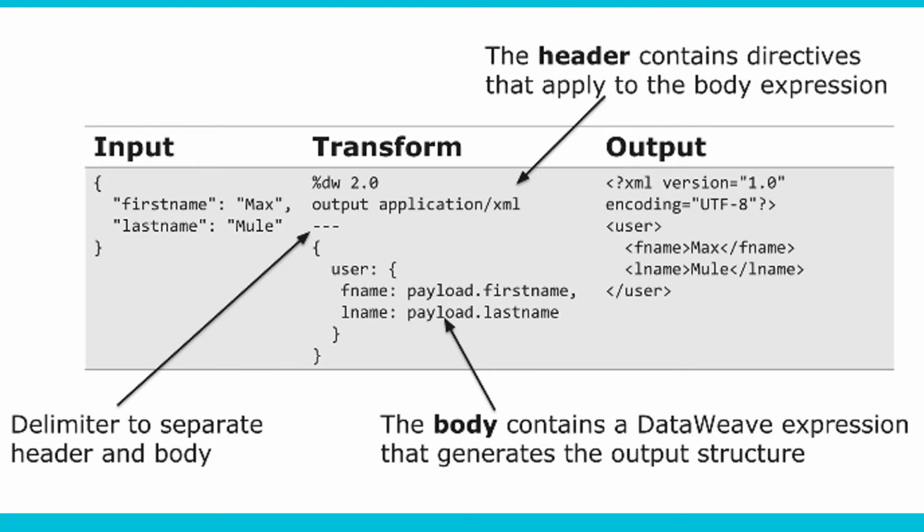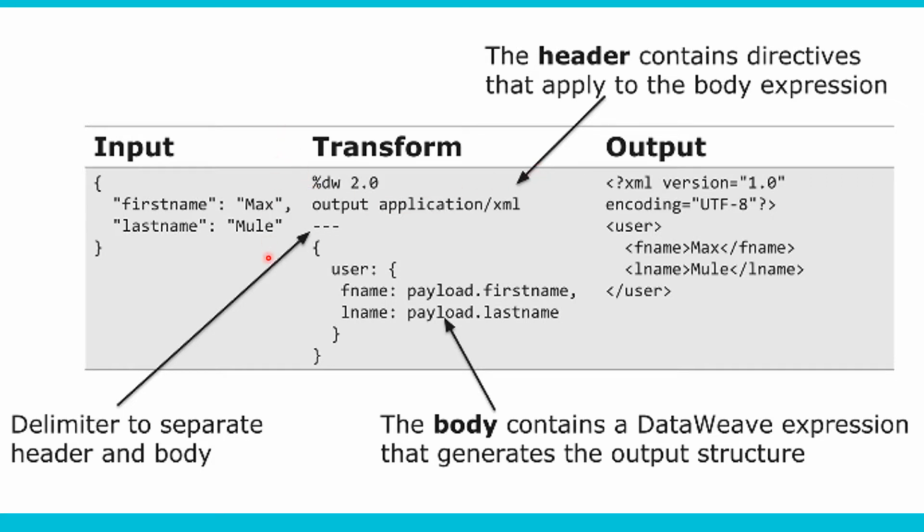The basic format of DataWeave looks like this. You get some input. Here in this case, it is, for example, first name Max, last name Mule. Then the transform part is the one that you need to take care of in your code, and output is the one which is required by the next system. So in this case, input is in JSON format and output needs to be in XML format.